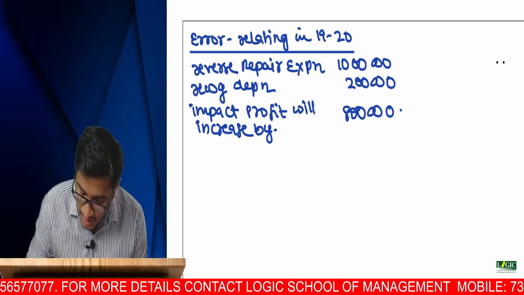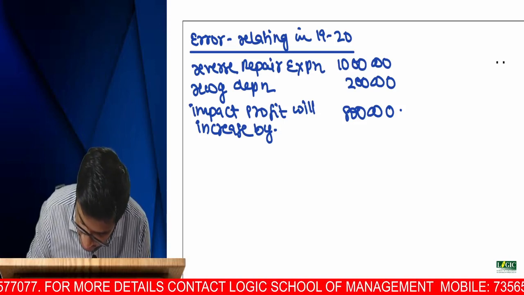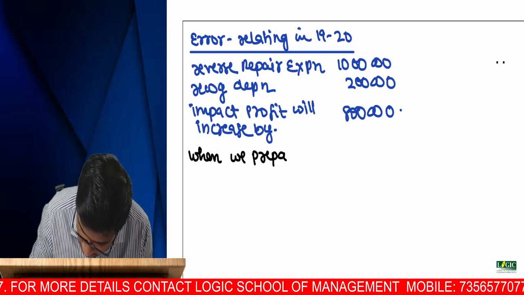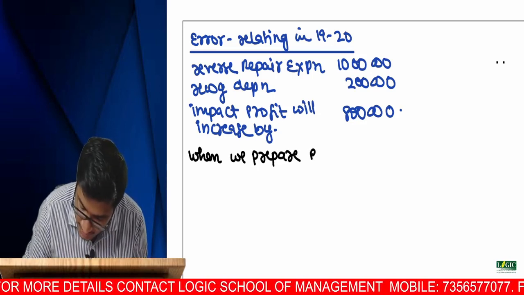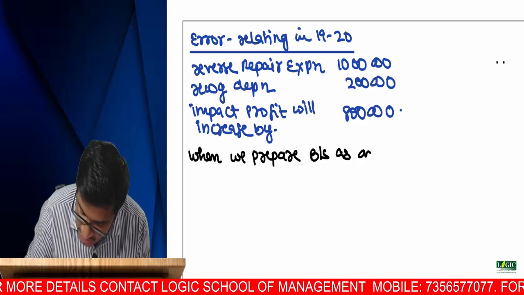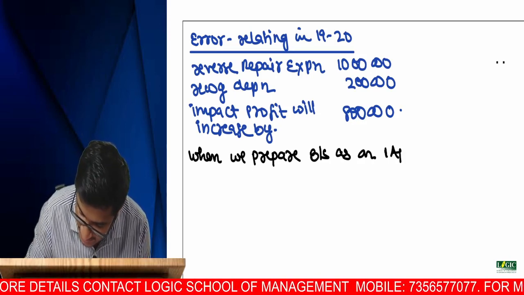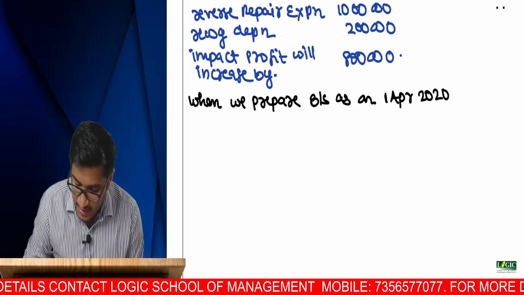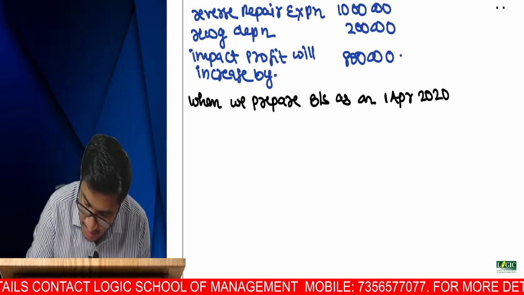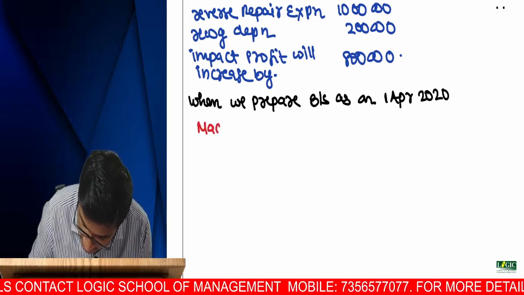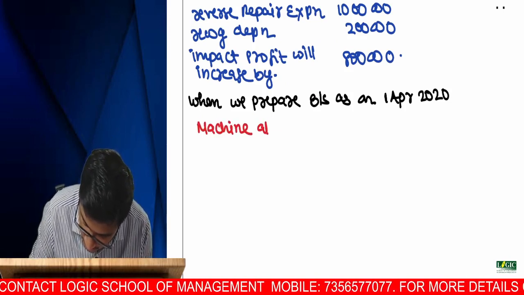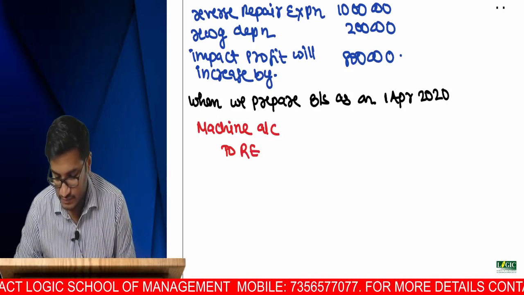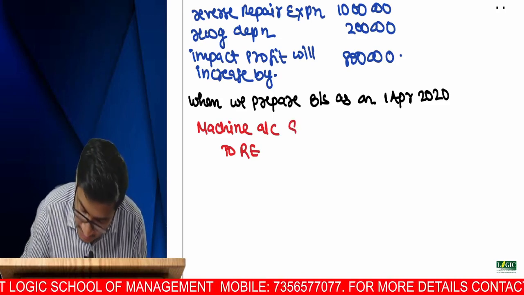Therefore, when we prepare the balance sheet as on 1st April 2020, we have to pass what entry? Machine account debit to retained earnings. How much? 8 lakh.